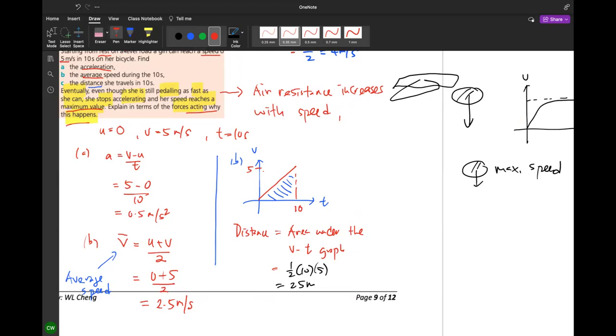And eventually the forward force will be balanced by air resistance. The meaning of balance means the resultant force will be zero. The forward force will be balanced by air resistance.